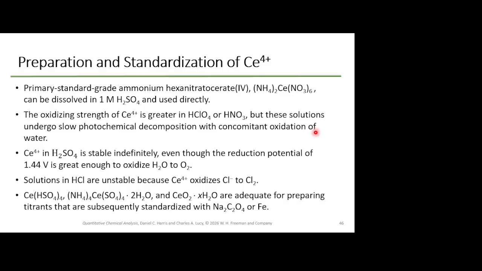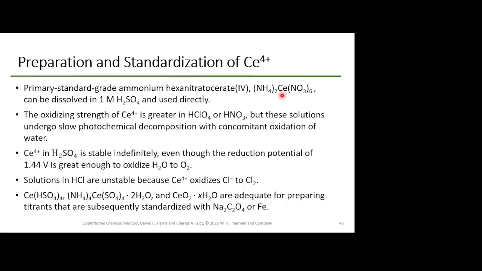Now, the primary standard grade ammonium hexanitratocerate. I murdered that. My tongue is just... I've had troubles all morning. Anyways, this is the formula. This can be dissolved in 1 molarity H2SO4. Then we can use that directly. And so that's actually quite nice.